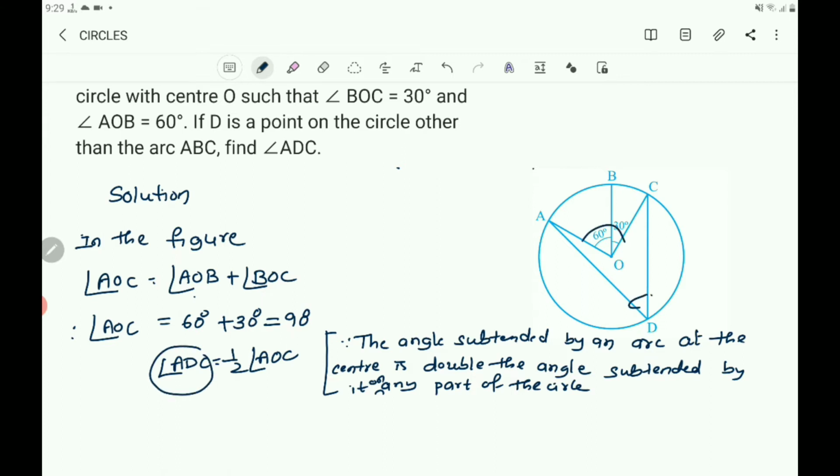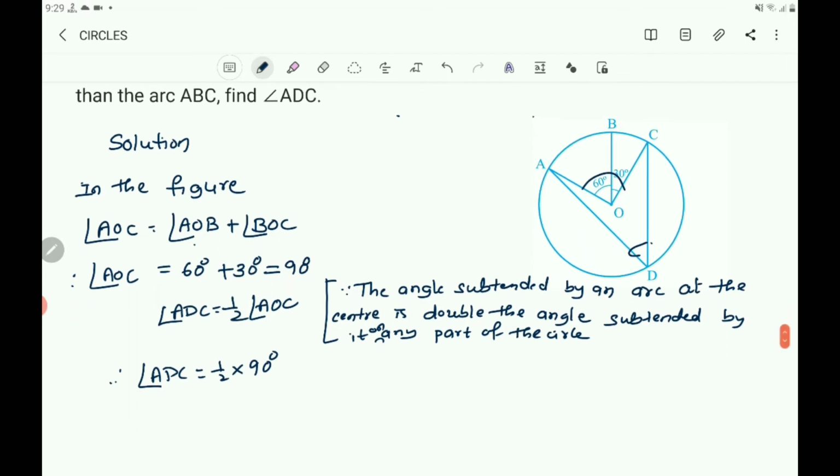Therefore, angle ADC is the angle at the other part of the circle, and angle AOC is the angle at the center. So angle AOC is twice angle ADC, or you can write angle ADC is half of angle AOC. Therefore, angle ADC equals half into, what is the measurement of the angle AOC? That is 90 degrees. Then you will get angle ADC equals 45 degrees.